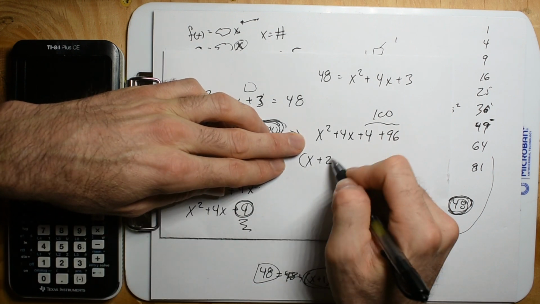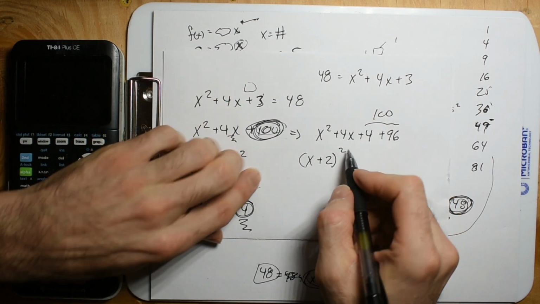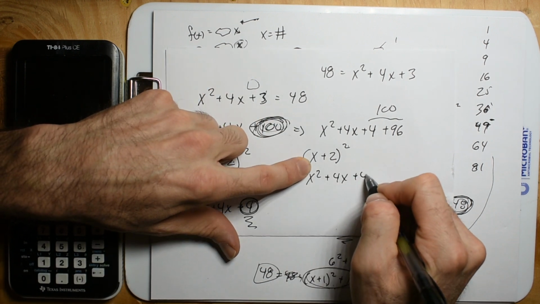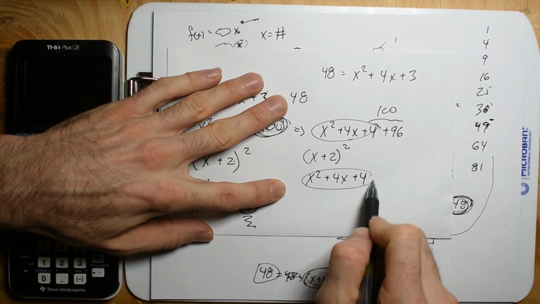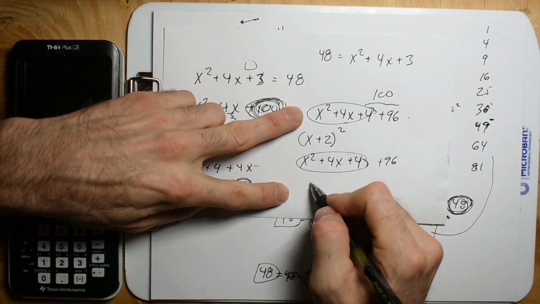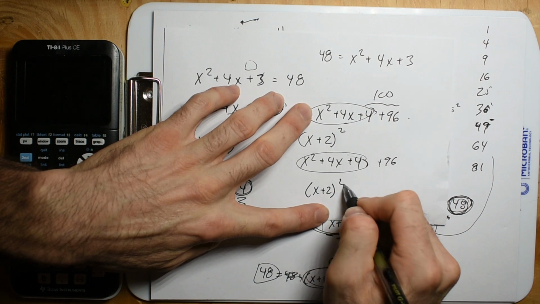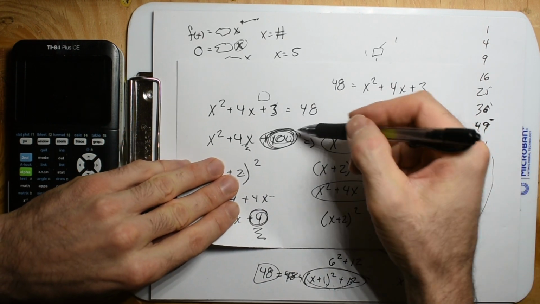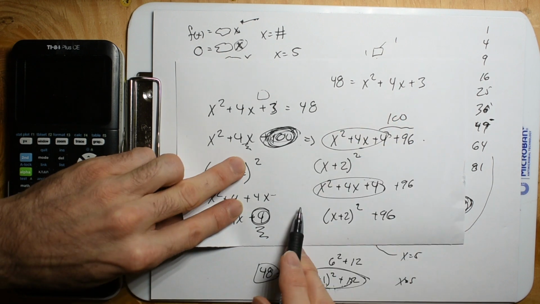x plus 2 squared. And then just run through it. It's x squared plus 4x plus 4. Oh, that's exactly what I have. And then I have plus 96. So this equation can be written as x plus 2 squared plus 96. Cool. And I took 4 of those out of the 100.